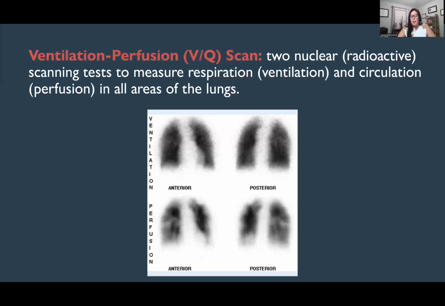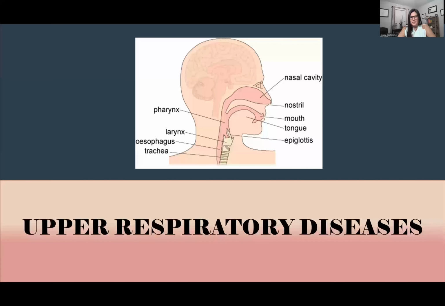So now let's talk about upper respiratory problems or diseases. Again, we're going to talk just about the trachea and up. We're not going to touch anything related to the lower respiratory system.